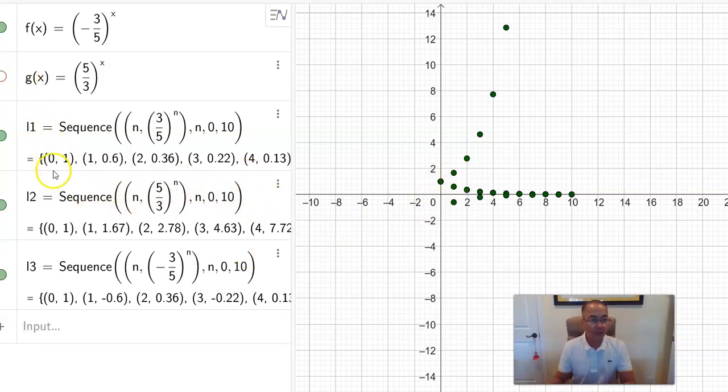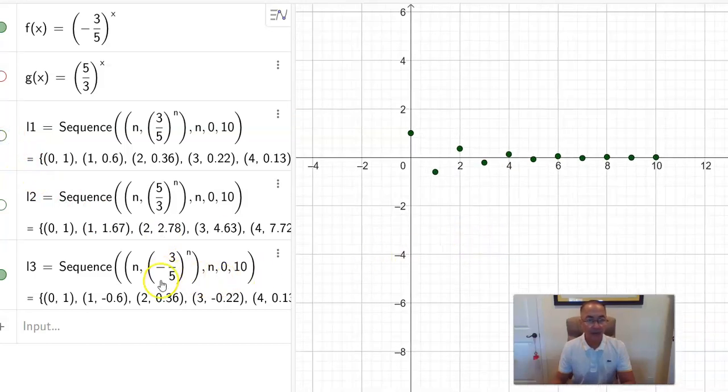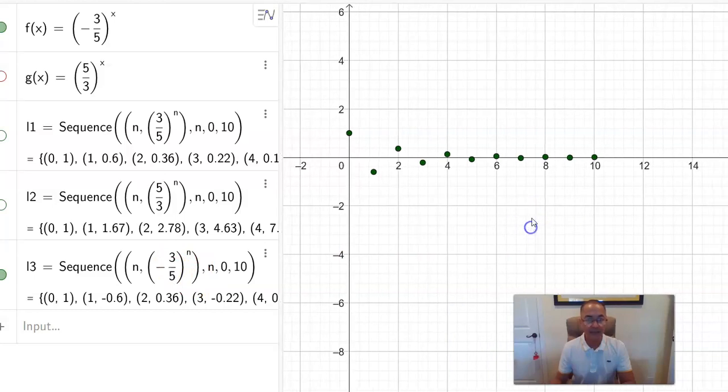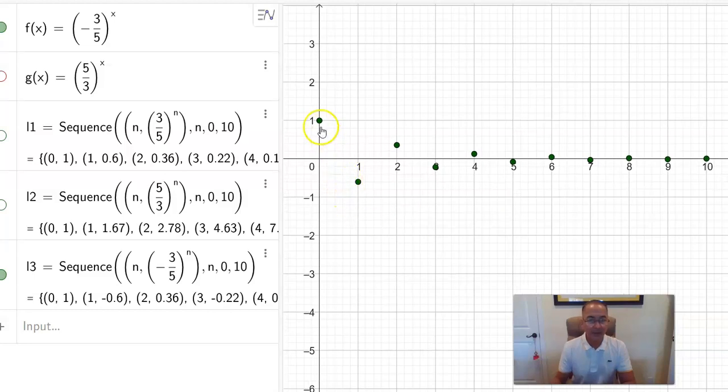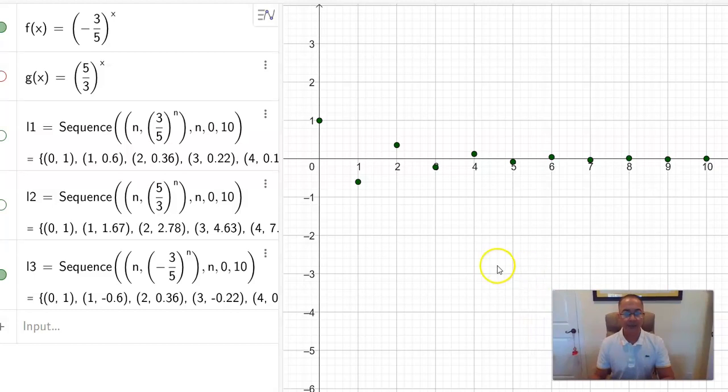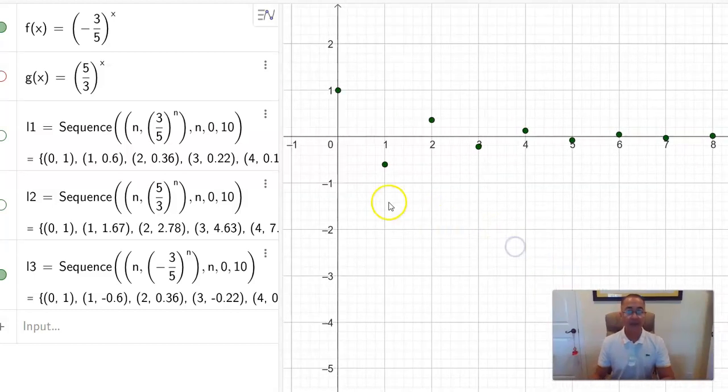So what are we going to hide? Let's hide this sequence that diverges to infinity, and let's hide this as well. So this is now only negative 3/5 to the n. As you can see, sometimes it's positive, sometimes it's negative. So this is an example of what is called an alternating sequence. Alternating because it goes positive, negative, positive, negative, positive, negative, and so on. Okay? In fact, it's predictable.